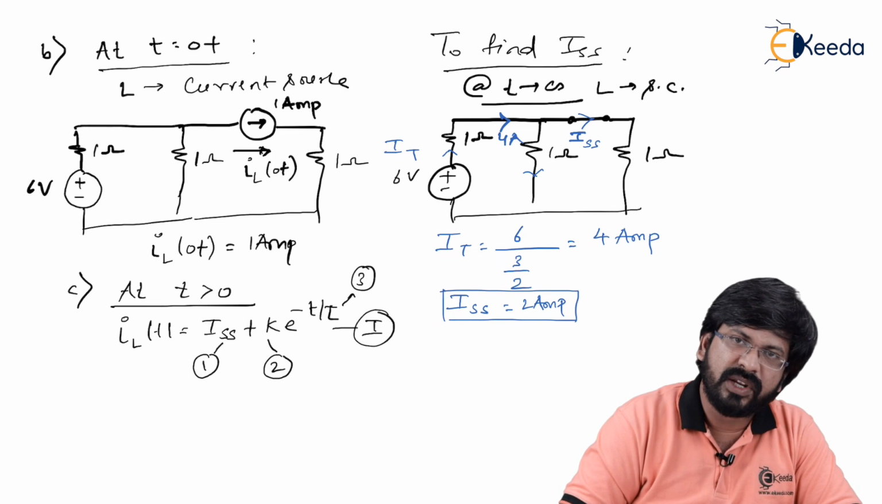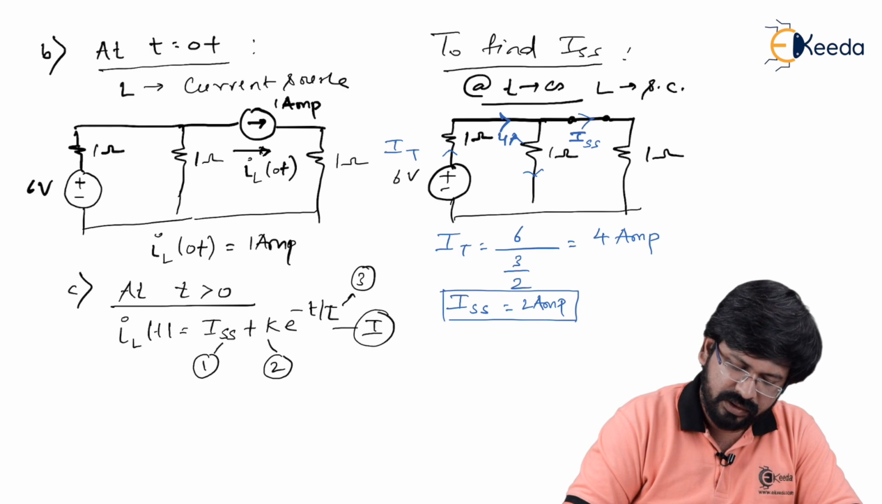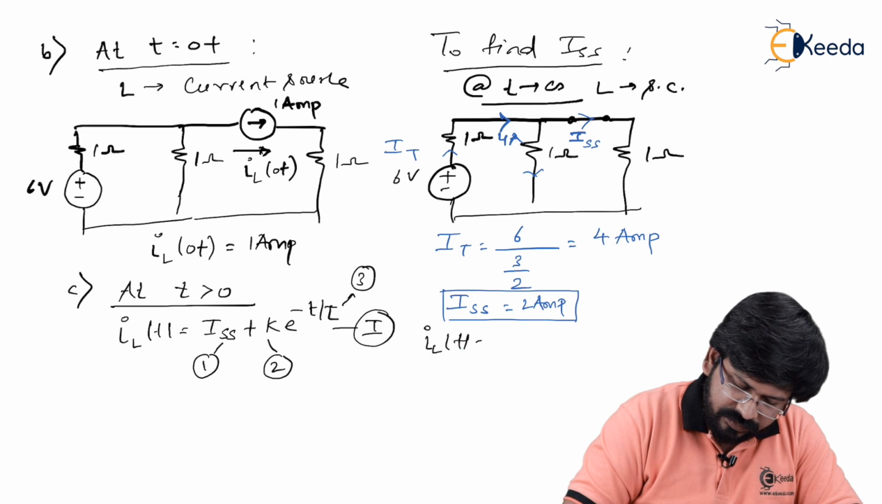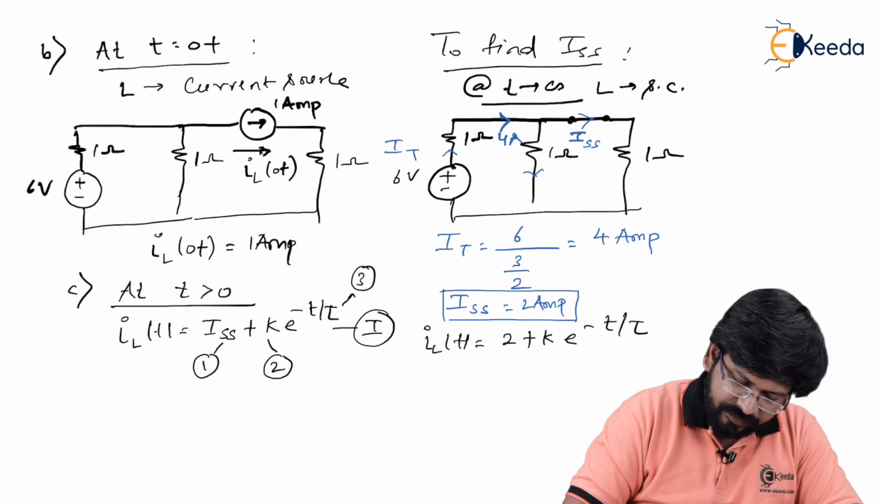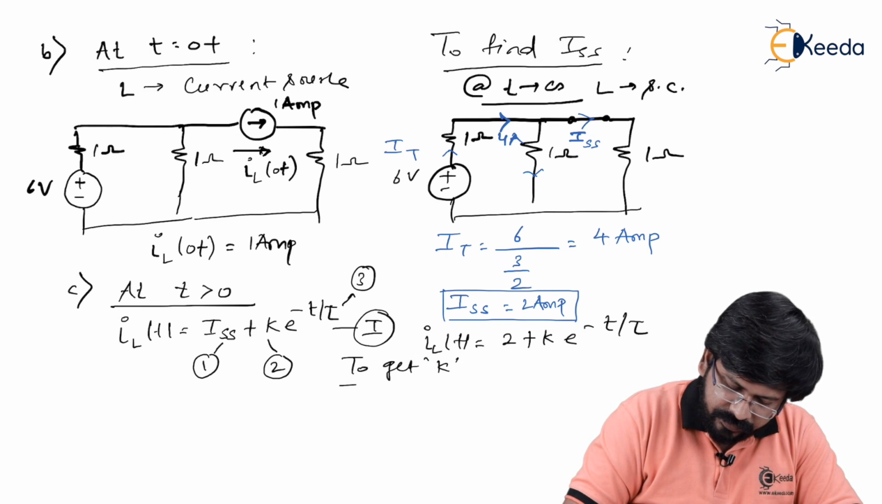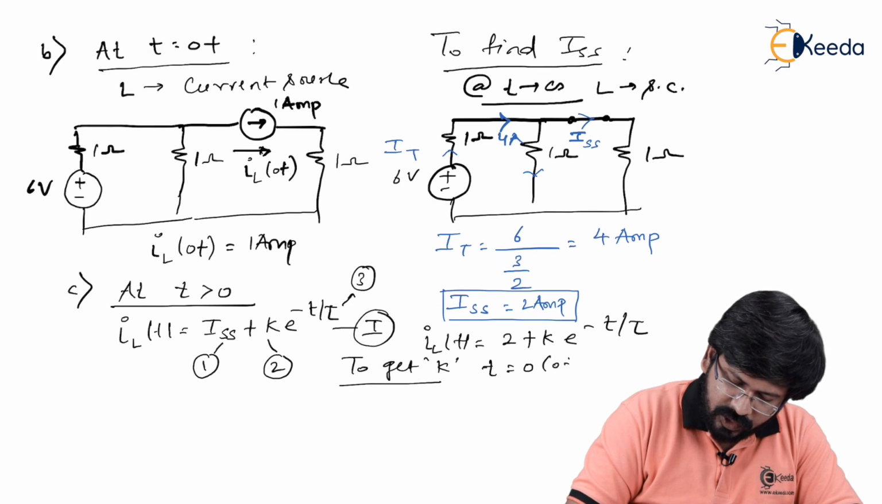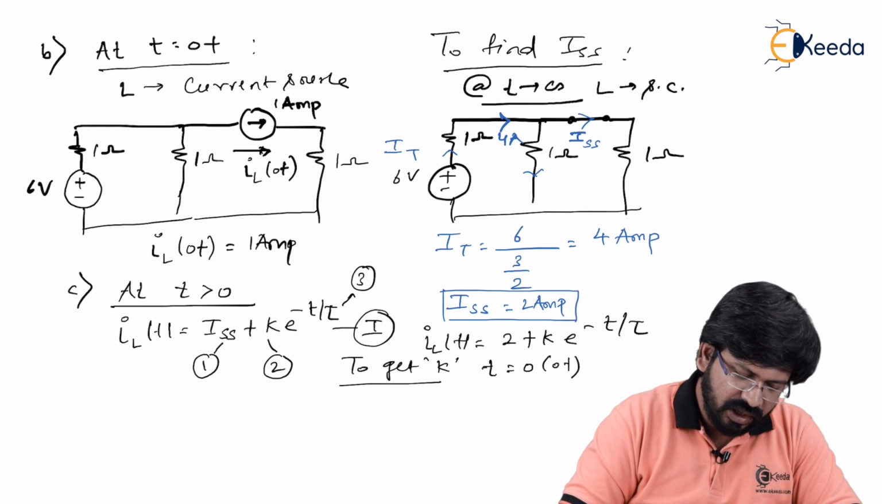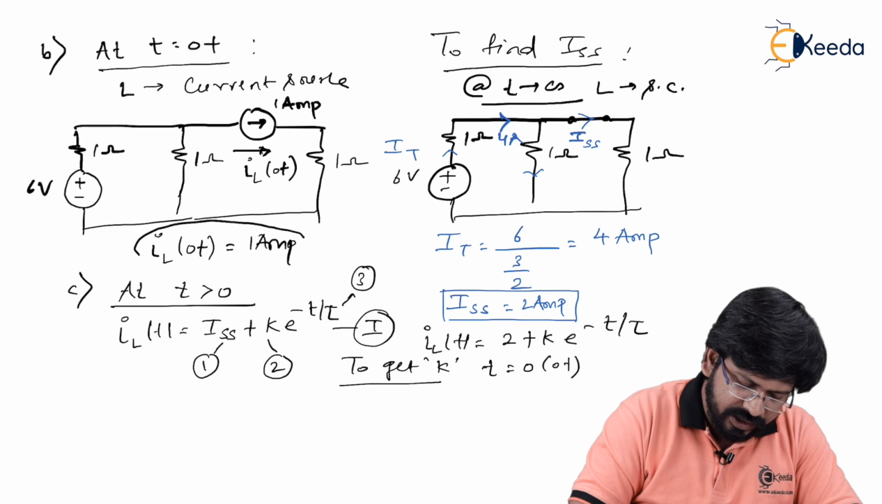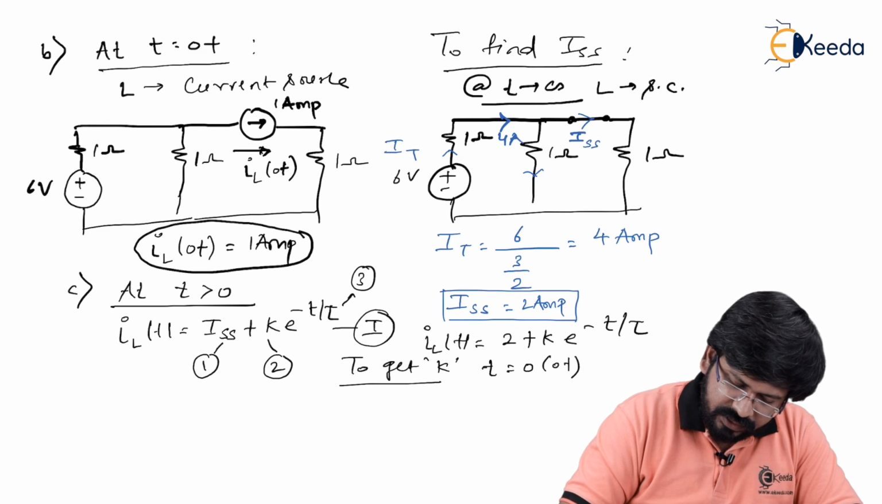So now we have the value of ISS, we can substitute in equation number 1. IL of t now becomes 2 plus k into e to the power minus t by tau. Now to get k, what do we do? We substitute t equal to 0, that is nothing but 0 plus. Now the question is, do we know the value of IL at t equal to 0 plus? Of course we know that. We have already calculated it at this place, right? So now we can substitute IL of 0 plus as 1 ampere.